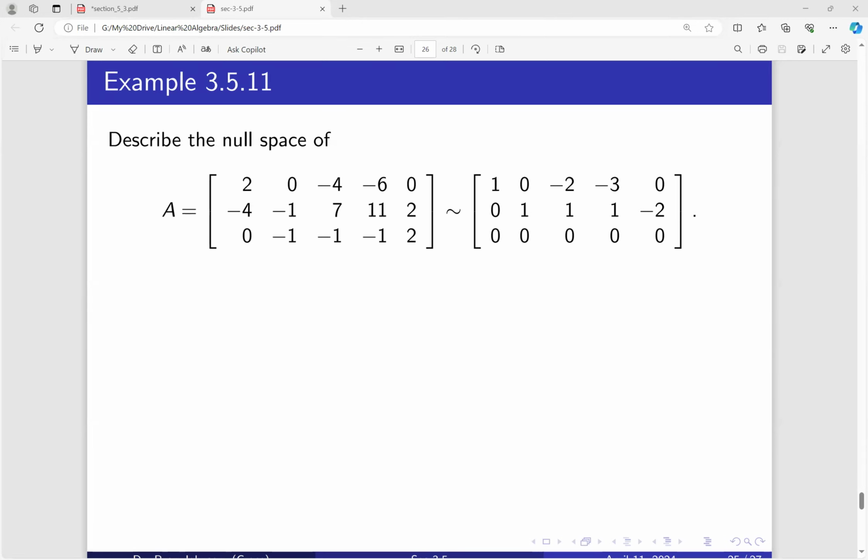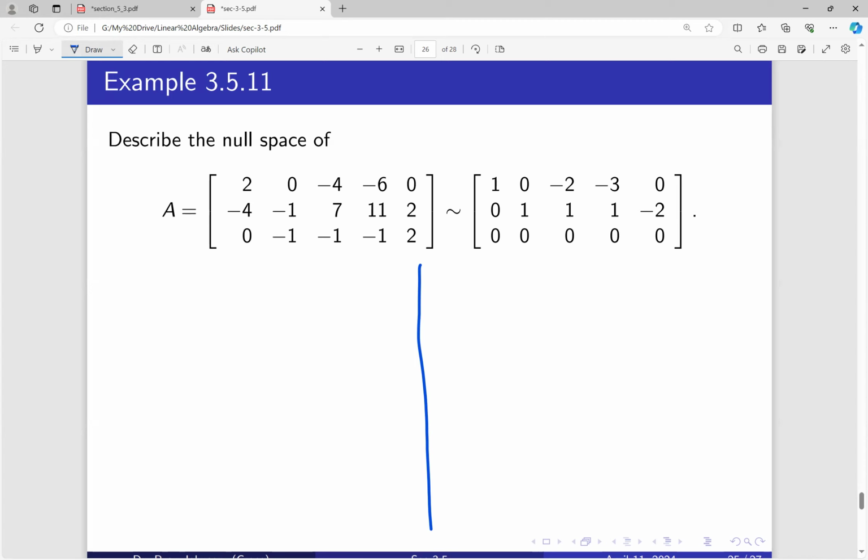Okay, class, I'm going to go through example 3511 since we didn't have time to cover it in class. And I'm going to do it two ways. I'm going to do it the way the book does it in examples, and then I'm going to do it my way that I learned from the previous textbook that I used.